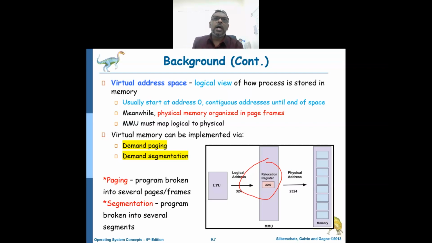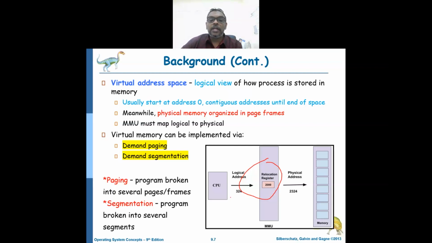Now, what's the difference between what we learned yesterday and today? Yesterday we had something called the page table. In demand paging we also have the page table, but we also have something called the relocation register. This relocation register only appears and refers to virtual memory.